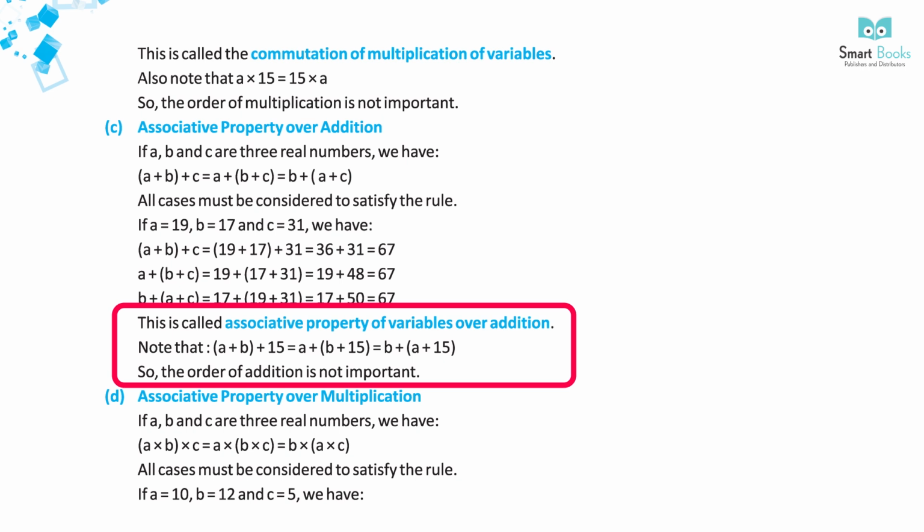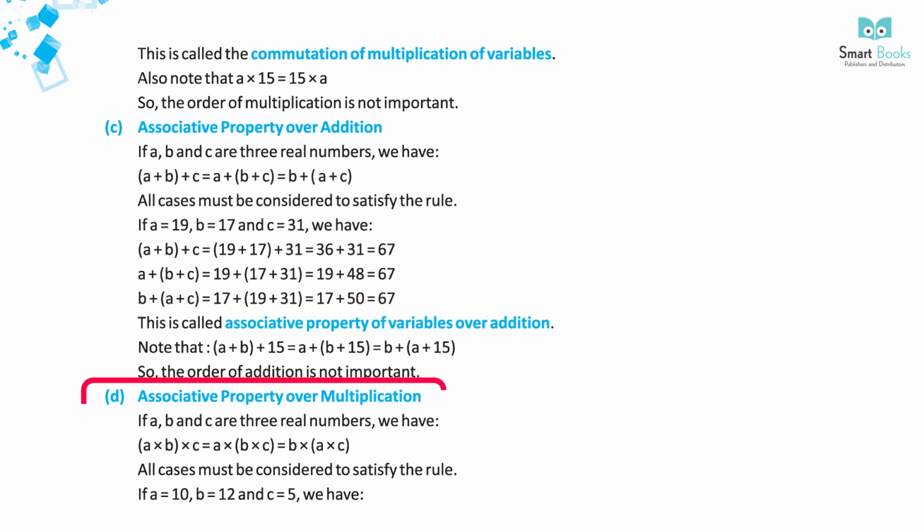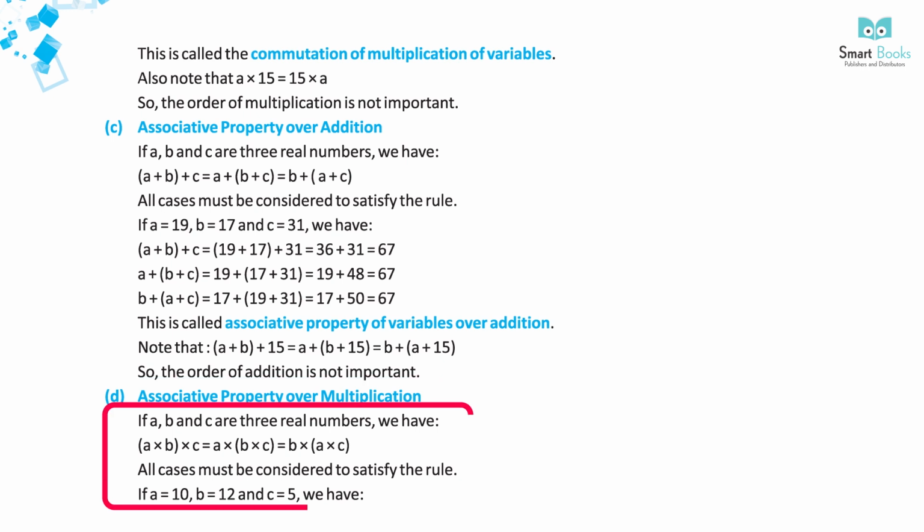Note that a plus b plus 15 equals a plus b plus 15 equals b plus a plus 15. So the order of addition is not important. D. Associative property over multiplication. If a, b and c are three real numbers, we have a into b into c equals a into b into c equals b into a into c. All cases must be considered to satisfy the rule.